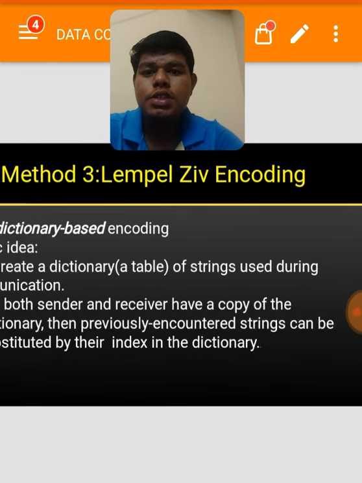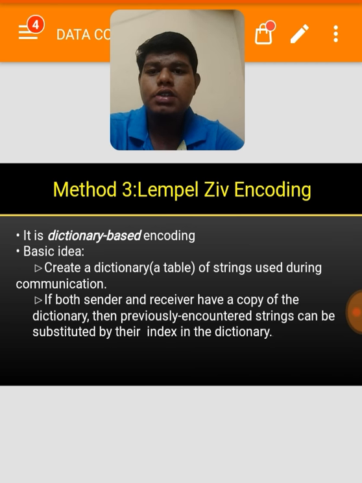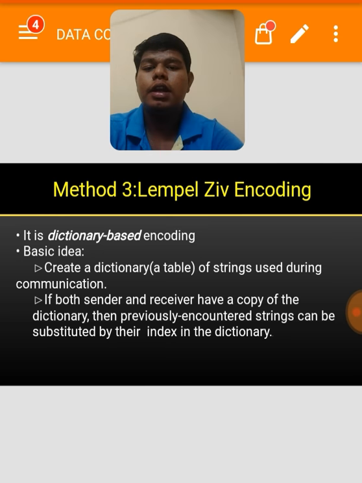Now the dictionary encoding. The dictionary encoding consists of dictionary based encoding. What is meant by dictionary? Dictionary is nothing but table based encoding. If both the sender and the receiver have the same copy of the dictionary, the same copy of the table, the previously encoded string can be substituted by its index in the dictionary. The previously encoded string can be substituted by its index number.